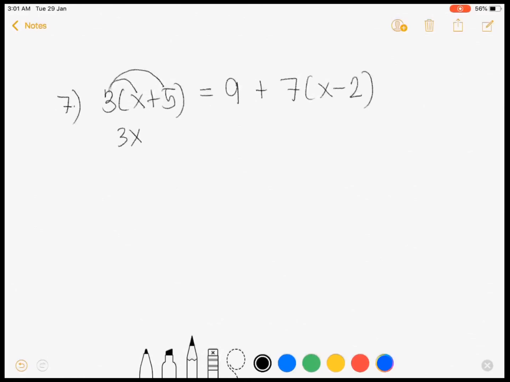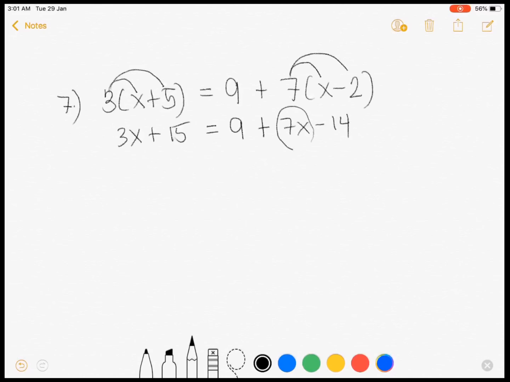So, we have 3x plus 3 times 5 is 15 is equal to 9 plus, same as dun sa 7 times quantity x minus 2. So, distribute natin yung 7. We have 7 times x is 7x. And then 7 times negative 2 is negative 14. Okay, tulad dun sa 6th example, isolate natin sa left side yung lahat ng x and then sa right side yung lahat ng constant.